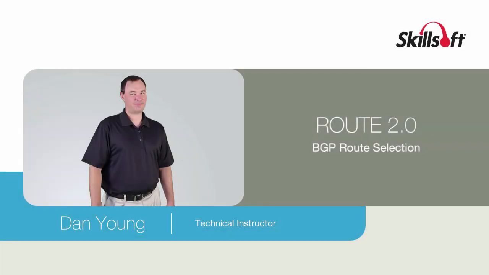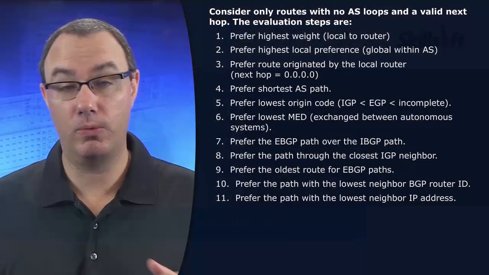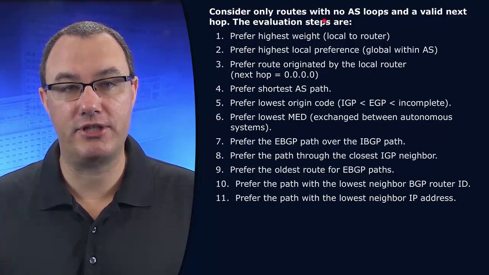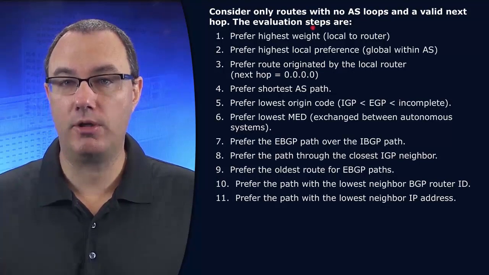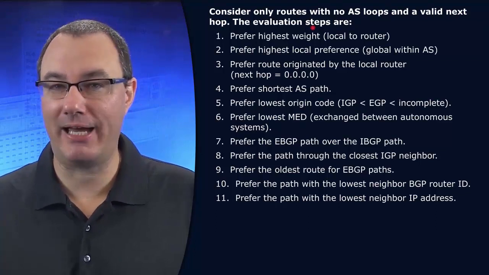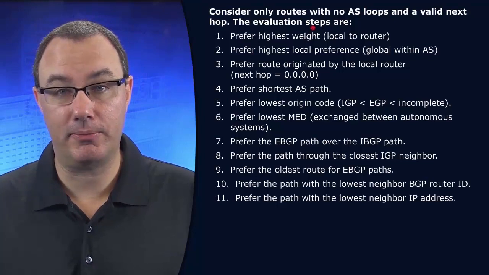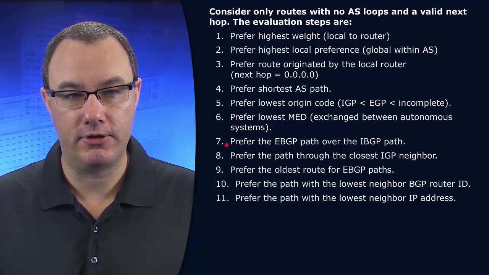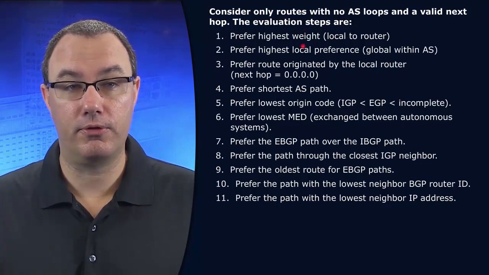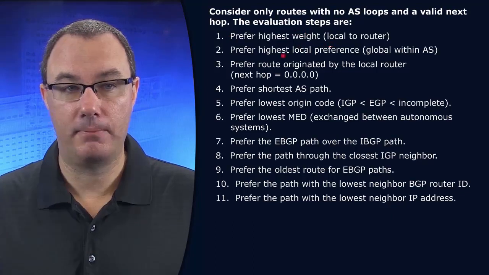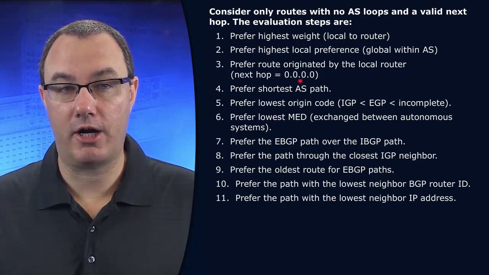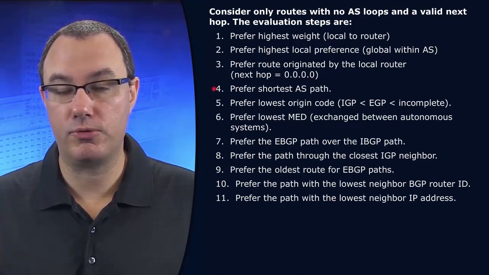To be solid on Border Gateway Protocol path selection, you want to know this list. These are the steps by which BGP will evaluate the different attributes to choose the best path to install inside of the routing table. Let's see this from top to bottom. We have prefer the highest weight, prefer the highest local preference, prefer a route originated by the local router, which is going to have a next hop of all zeros, prefer the shortest autonomous system path.